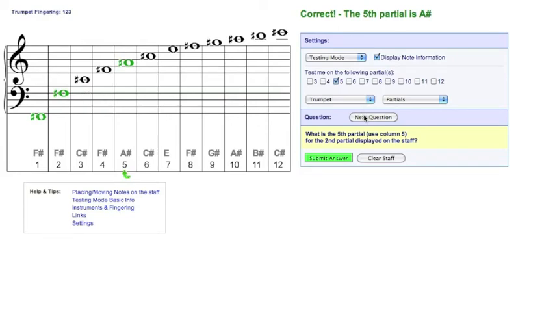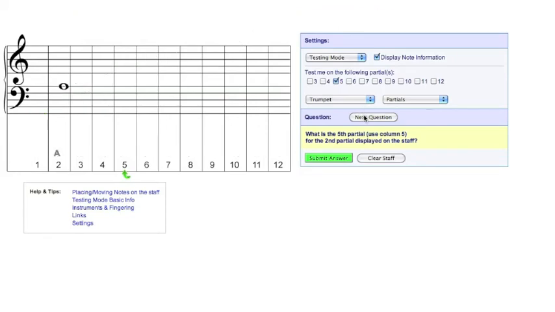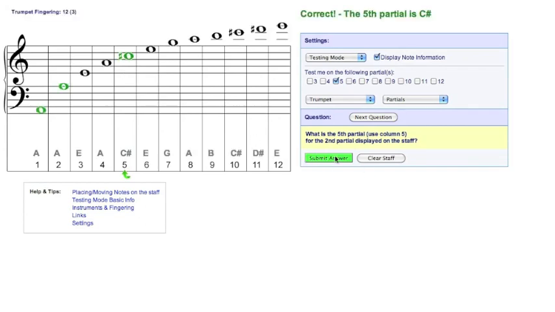Let's try another one. Alright, in this case it says the fifth partial is going to be above an A overtone series. Again, the trumpet cannot play its fundamental down here, so the first one that it can play is an A series, starting with the second partial there. There's the fourth partial. Therefore, this is going to be a C sharp as the fifth partial, and if you think about it, you're going to know that the answer is 1 and 2, or its alternate 3.